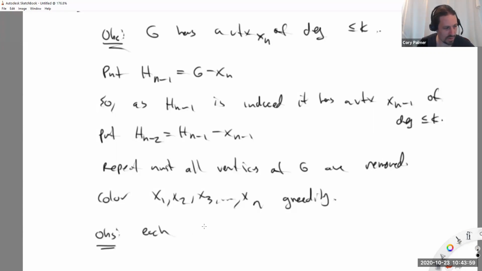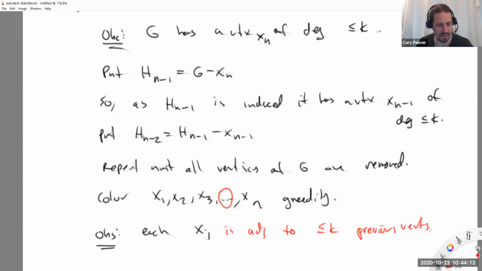But observe that each Xj, so I'm somewhere along the way, and I've got Xj here, is adjacent to at most K previous vertices. Right? Why is it adjacent to at most K previous vertices? Well, when I removed Xn minus one, it could have been adjacent to Xn, but the previous vertices that it was adjacent to are all inside of Hn minus one, and it had degree at most K. So in the graph from which you're removing it, which is composed of vertices X1 up to Xj, Xj only went to K of those.